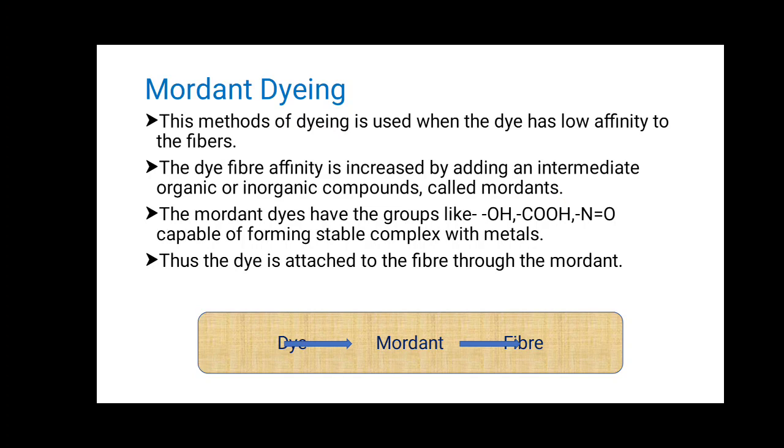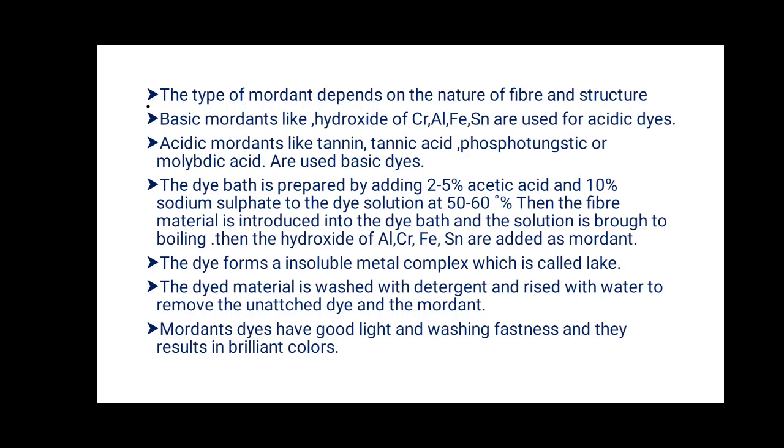The mordant dye has groups like hydroxy and carboxylic groups capable of forming a stable complex with a metal. Those groups form a stable complex with a metal, and that increases the affinity between dye and fiber. Thus the dye is attached to the fiber through the mordant: dye, mordant and fiber.